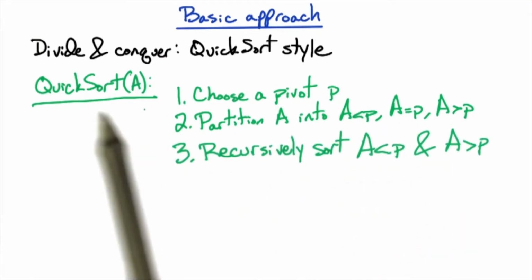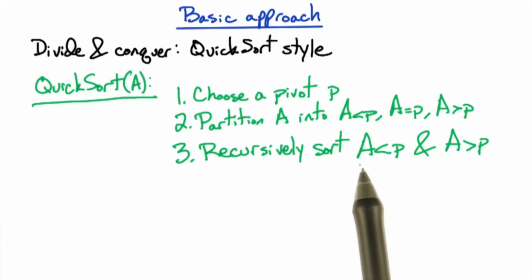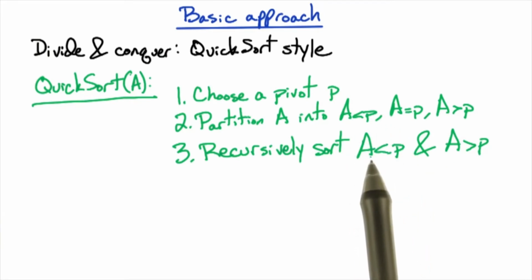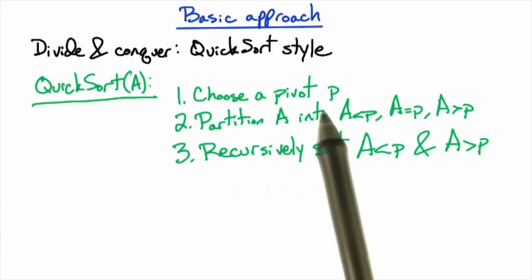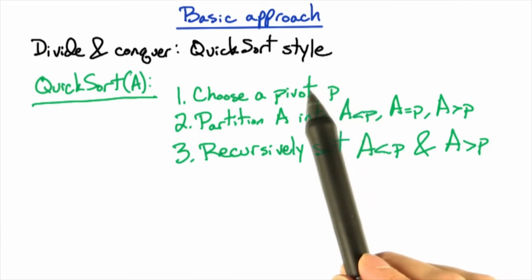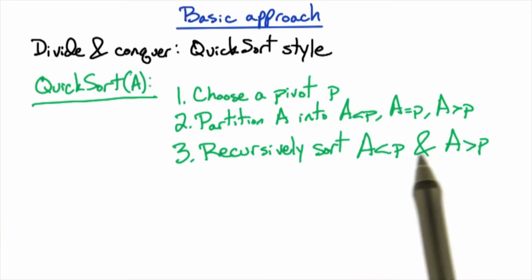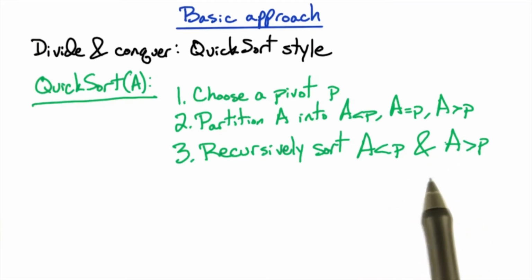Then we recursively run Quicksort on the small elements and the big elements. Our final output is the sorted list of the small elements, followed by the equal elements, followed by the big elements. Now recall, the whole challenge in Quicksort is how to choose a good pivot. If we choose a terrible pivot, such as the smallest element or the largest element, then one of these 2 lists is going to be of size n minus 1. It's just going to go down by 1 element. And then the running time of our algorithm is going to be order n squared.